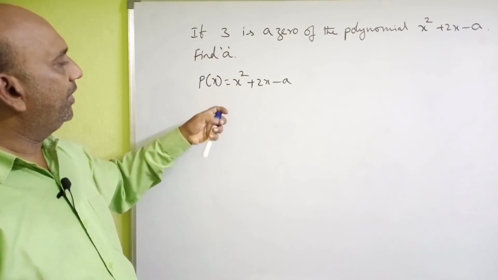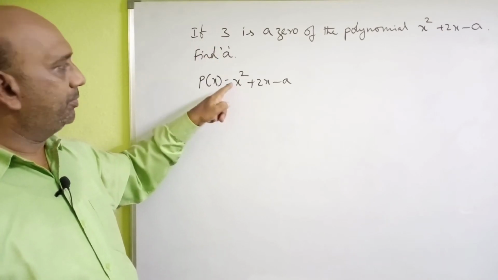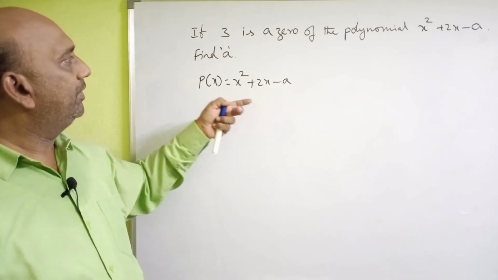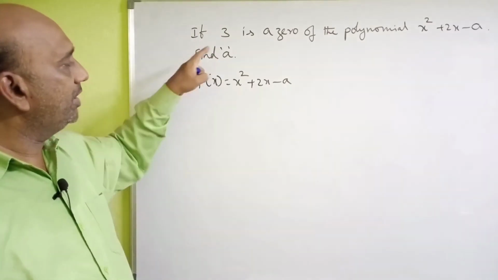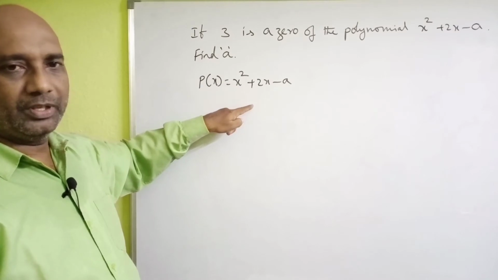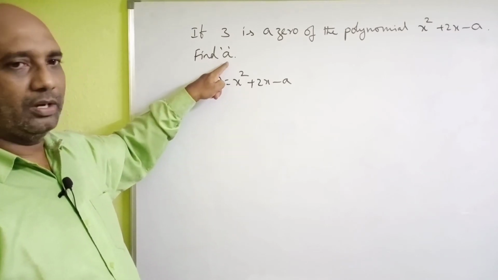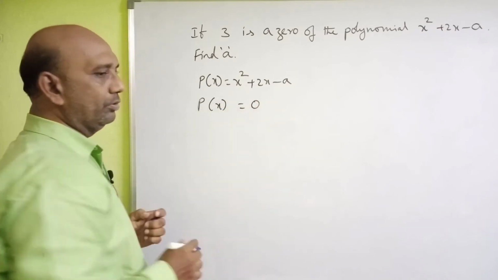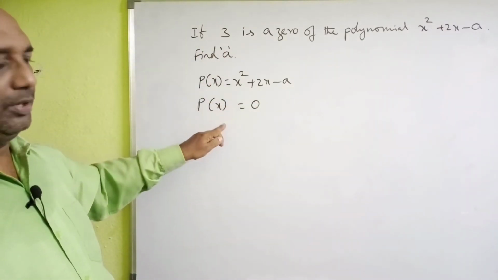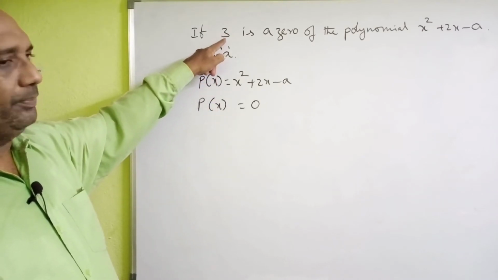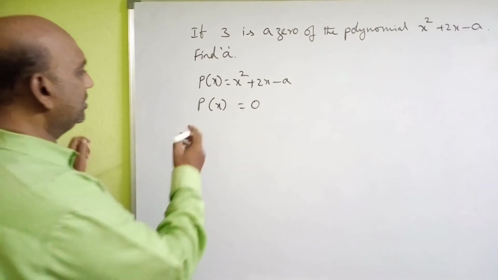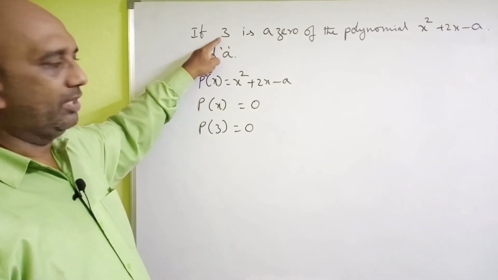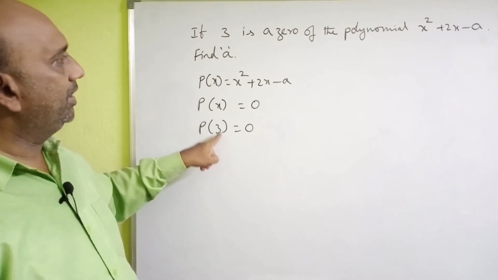If you want to verify if 3 is the zero of the polynomial or not, substitute 3 in place of x. If you get value 0 for this polynomial, then we will consider that 3 is the zero of the polynomial. But what he is saying here, given 3 is the zero of the polynomial, then we have to find the value of a. That's why substitute 3 in place of x and take it equal to 0. That means p of 3 equal to 0, because 3 is given as the zero of the polynomial.